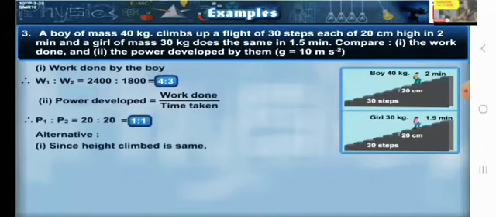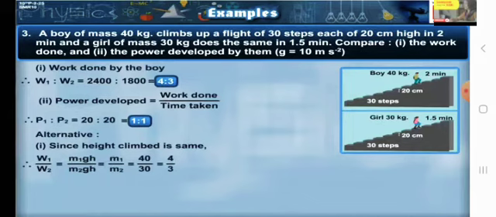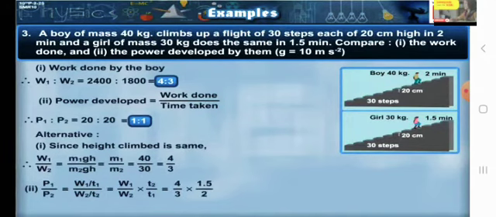Alternative. First, since height climbed is same, therefore W1 upon W2 is equal to M1GH upon M2GH is equal to M1 upon M2, which is equal to 40 upon 30, which is equal to 4 upon 3. Second, P1 upon P2 is equal to W1 upon T1 upon W2 upon T2, that is equal to W1 upon W2 into T2 upon T1, that is equal to 4 upon 3 into 1.5 upon 2, that is equal to 1 upon 1.